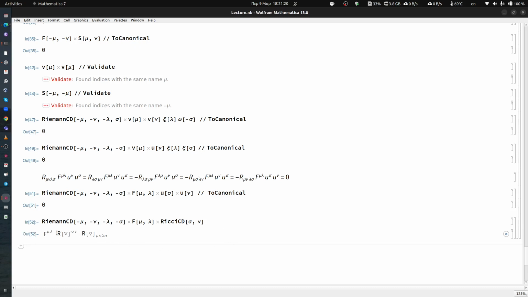So you see the output form of the Ricci tensor. Same symbol is used here. The nabla is the symbol of the covariant derivative by default. You can change that if you like. And we can see that this expression is 0 by applying ToCanonical.